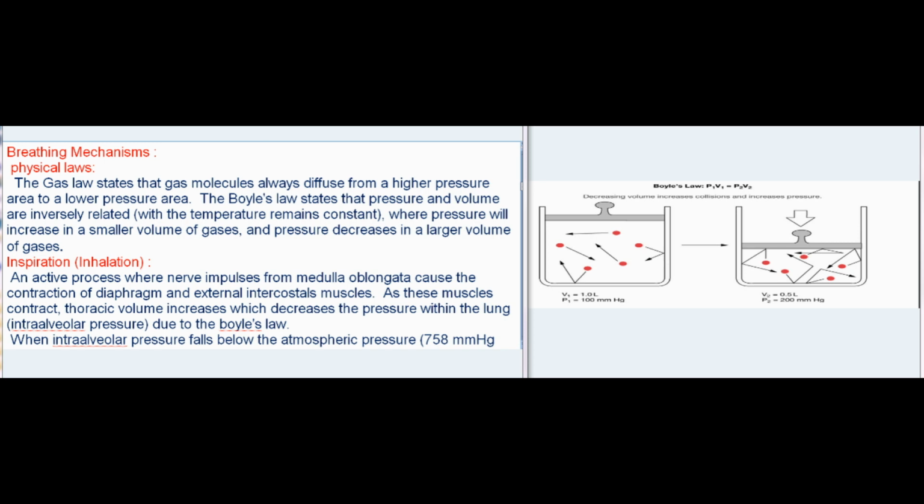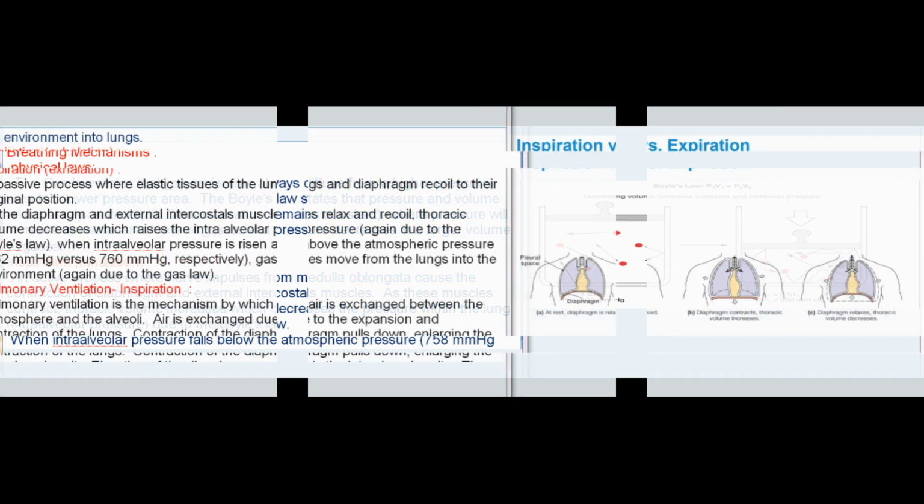Inspiration, inhalation, an active process where nerve impulses from the medulla oblongata cause the contraction of the diaphragm and external intercostal muscles. As these muscles contract, thoracic volume increases, which decreases the pressure within the lung, the intra-alveolar pressure, due to Boyle's law. When intra-alveolar pressure falls below the atmospheric pressure, 758 mmHg versus 760 mmHg, respectively, the gas law dictates that now gases move from the environment into the lungs.